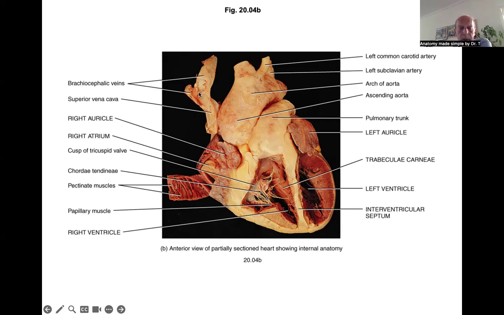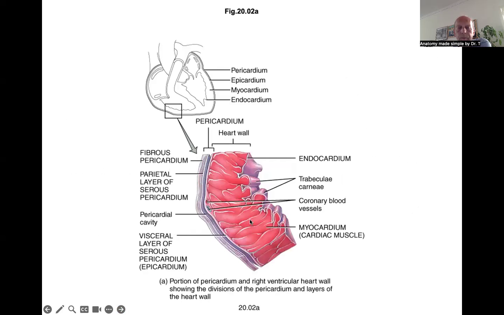We still see here some large veins, such as brachiocephalic veins coming from the left and right side, getting united and forming superior vena cava, which enters the right atrium. The purpose of this picture is really only to remind you of what we have said already.